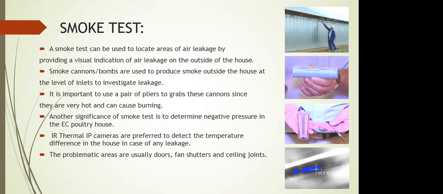If we talk about leakage, the main problematic areas in our house are doors, some fan shutters, and the ceiling joints. As we all know, the ventilation shed house is way larger, and you cannot just have one ceiling for that. There are many ceiling joints in it, and where there are joints, there may be some problems and some leakage through them.